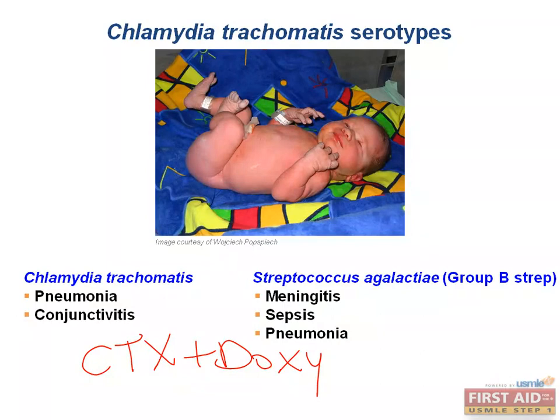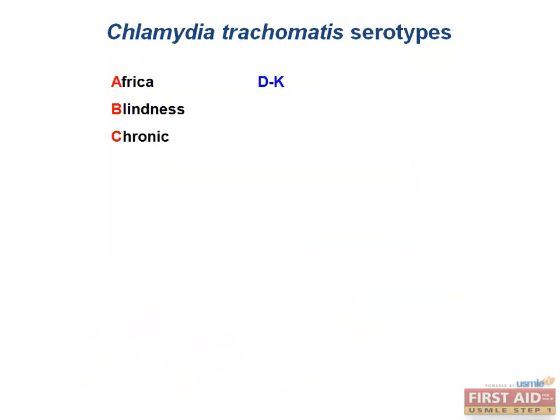Lastly, serotypes L1 through L3 cause lymphogranuloma venereum, or LGV, which presents with small, painless ulcers on the genitals. Hey, wait a second. Do you remember the other sexually transmitted infection that presents with painless ulcers? Well, it's kind of an ulcer, but I'm thinking of syphilis.